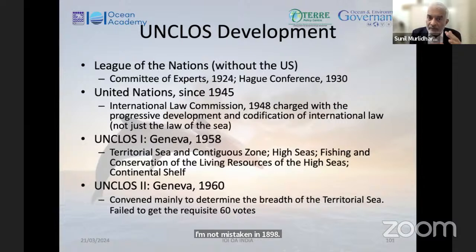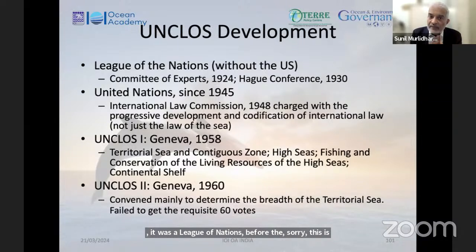Then how did the United Nations Convention on the Law of the Sea come about? How did the whole idea of it come about? First of all, after the First World War, the League of Nations was established at the instance of the United States, but without the United States. The United States was not a party to the League of Nations. And then in 1924, the League of Nations created for the first time a committee of experts on the ocean.